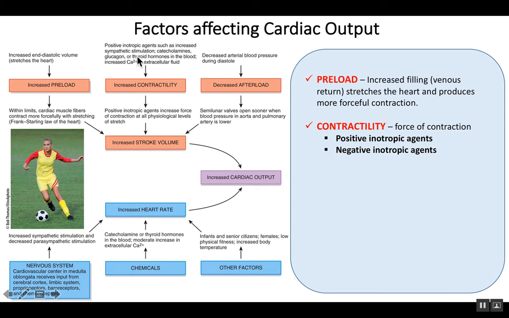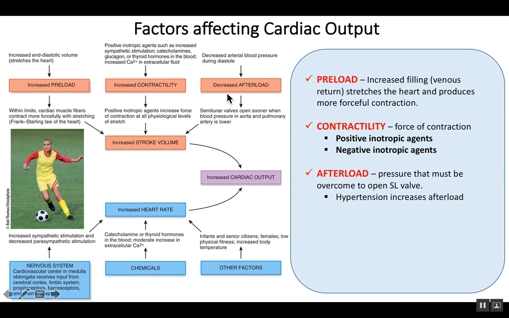Notice all the things listed here that increase contractility. Therefore, they are positive inotropic agents. Sympathetic stimulation, we already talked about that. Catecholamines, which are epinephrine and norepinephrine. So those would be hormones in your bloodstream. Glucagon, which is also a hormone, can affect the force of muscle contraction. Thyroid hormones will increase the force of heart contraction. And then finally, calcium. The more calcium that your heart gets, the more forcefully it can contract. So those are things that increase the force of the heart muscle.